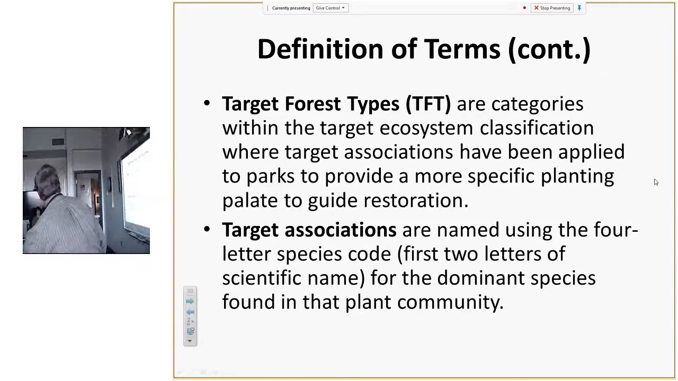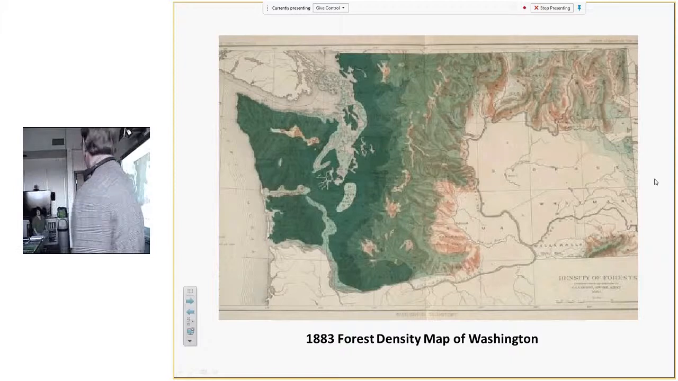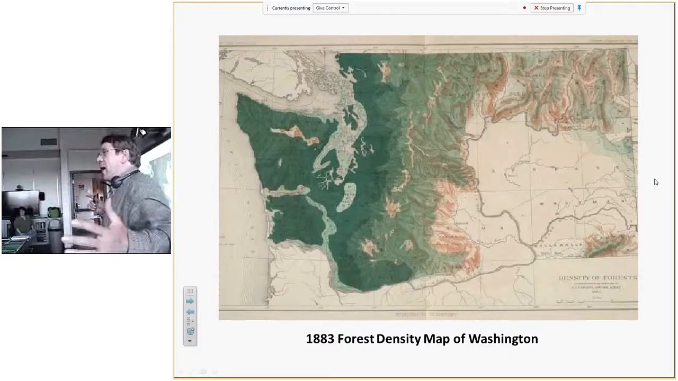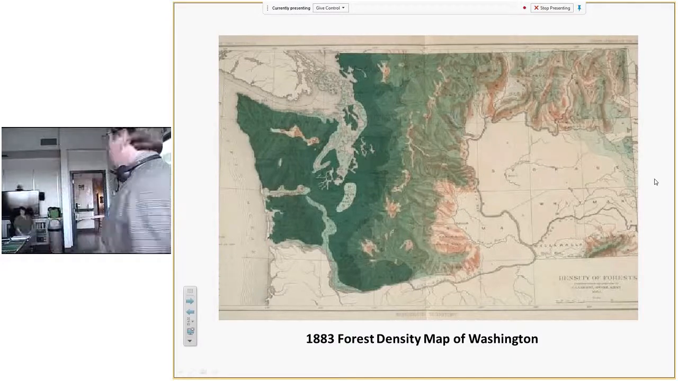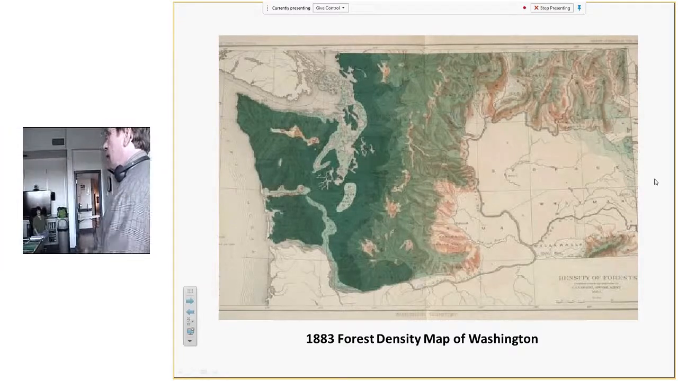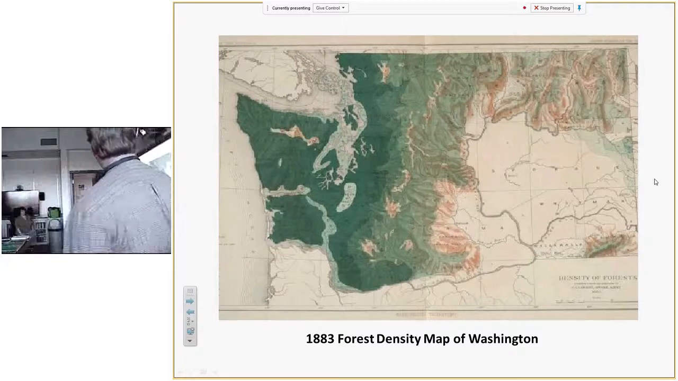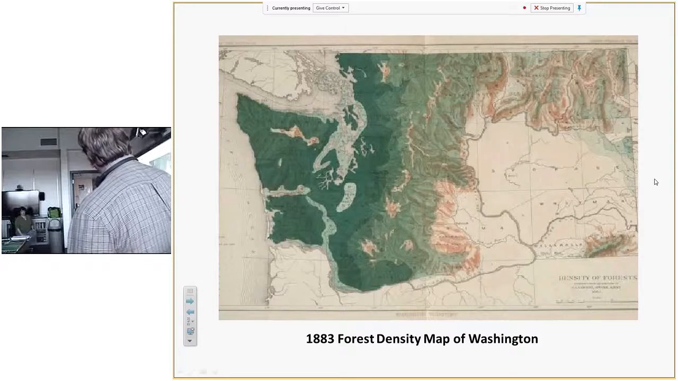So this is just a lot of text, and I just wanted to give you a farther back perspective of plant communities. This is from around 1883, some of the original surveying done before we started cutting forests down and altering the landscape. This map's color-coded by the density of forest. So a big conifer forest is going to be this dark green. So the Olympics, the lowland foothills here.